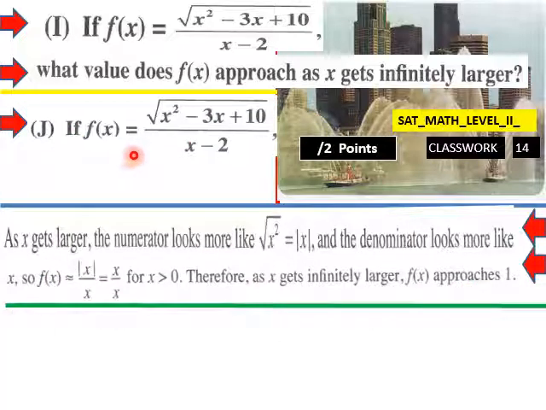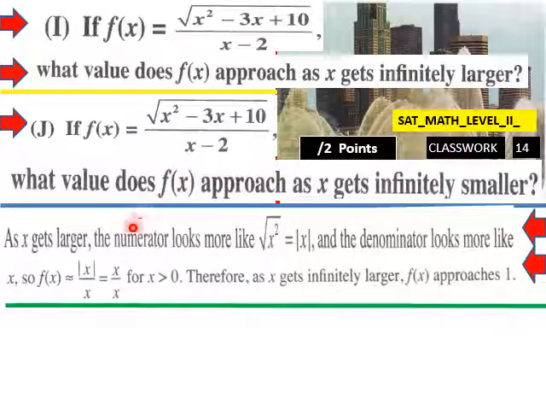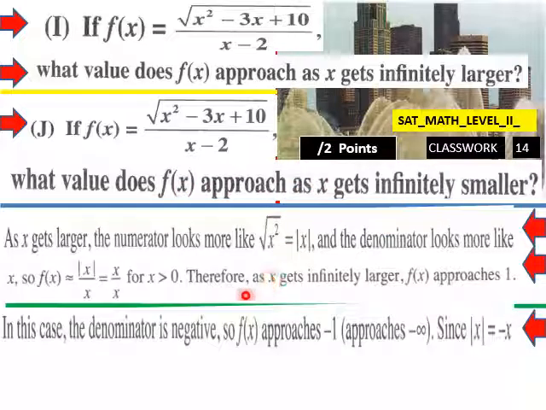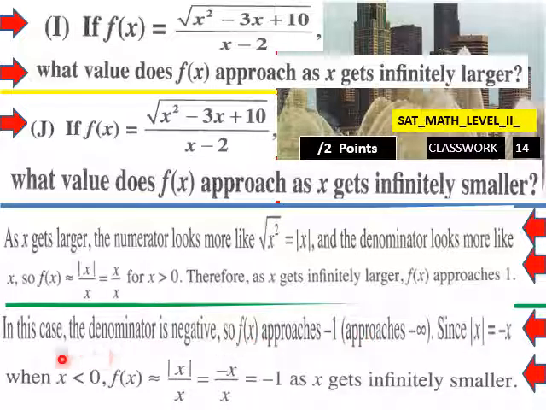So if f of x equals the square root of x squared minus 3x plus 10 over x minus 2, what value does f of x approach as x gets infinitely smaller? In this case, the denominator is negative, so f of x approaches negative 1. So absolute value of x equals negative x. When x is less than 0, f of x approximates the absolute value of x over x, which equals negative x over x, which equals negative 1, as x gets infinitely smaller.